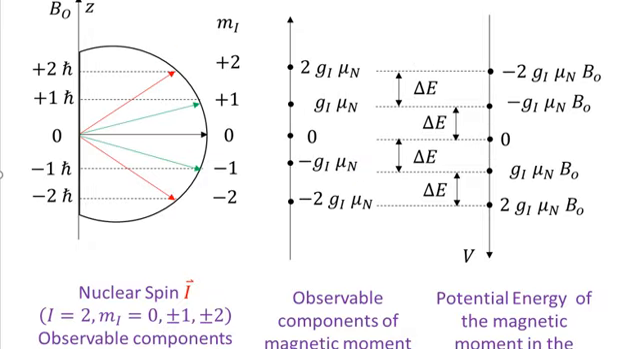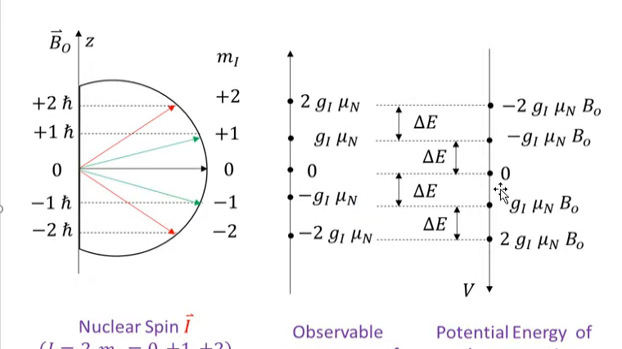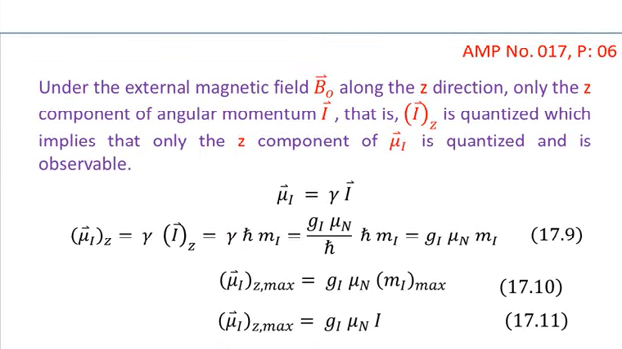So you see that here I have defined delta E as the hyperfine separation or splitting for the first time in this lecture. Under the external magnetic field B naught along the z direction, only the z component of the angular momentum I, that is Iz, is quantized, which implies that only the z component of mu I is quantized and observable.